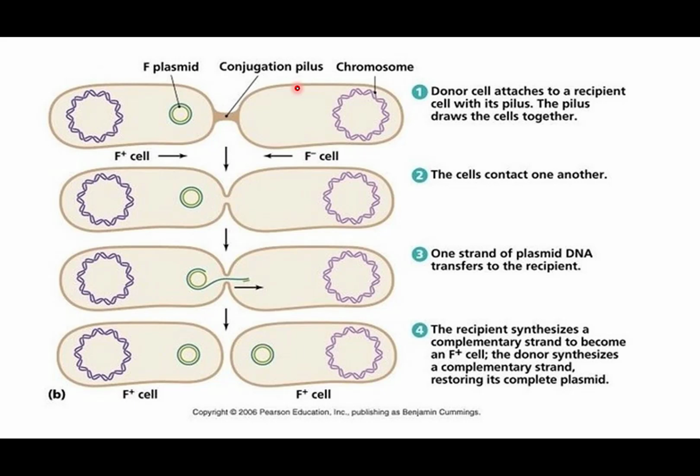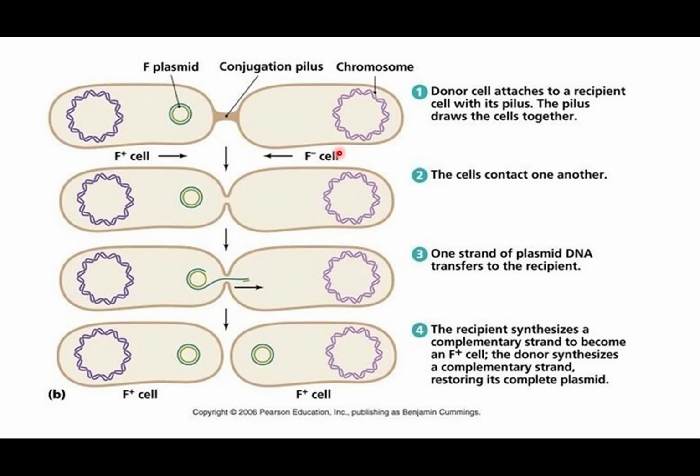This F plasmid has genes that encode both the proteins that are needed to make the pilus and those that are involved in replicating the F plasmid. Cells that contain the F plasmid and can make this pilus are called the F plus cells, or also the donor cells. And those lacking the plasmid are called the F minus cells, or the recipient cells.